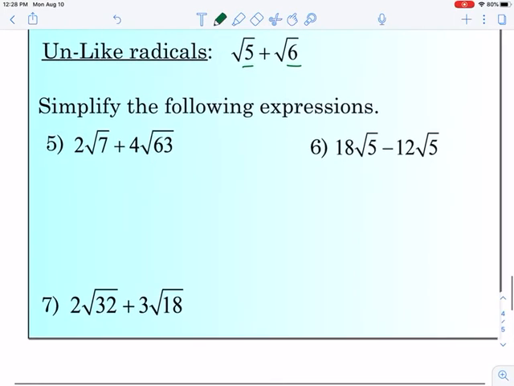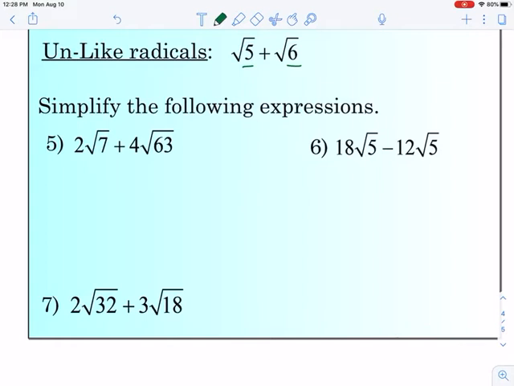All right, so let's put that into play with these 3 problems here. Okay, so for my first example for number 5, I have 2 radical 7 plus 4 radical 63. When you have 2 radicals, it's always easier to start with the smaller radical. So the smaller radical here is 7. And if I look at 7, I can't find a perfect square that is a factor of 7. So that's going to end in its simplest form right now. That 2 radical 7, I cannot simplify any further.